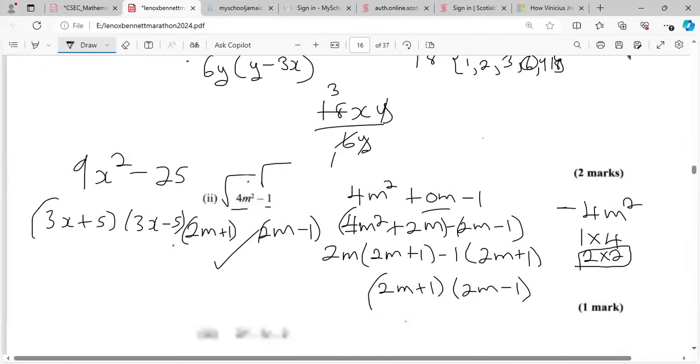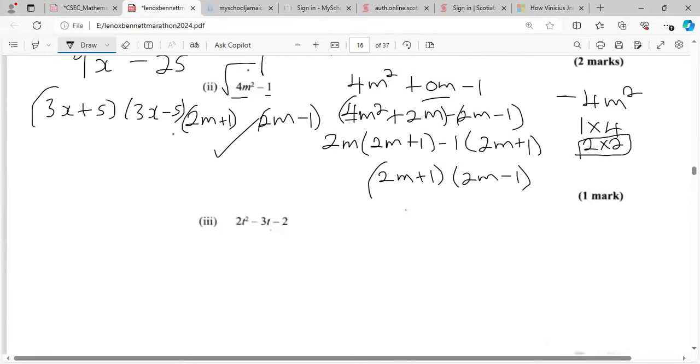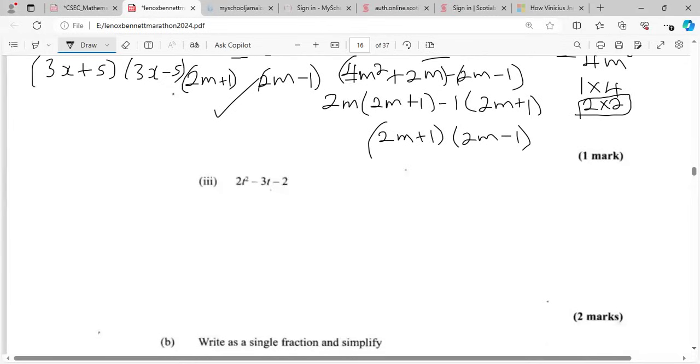Notice it's only 1 mark for that, I think. Alright, this one is very simple. Yeah, it is.